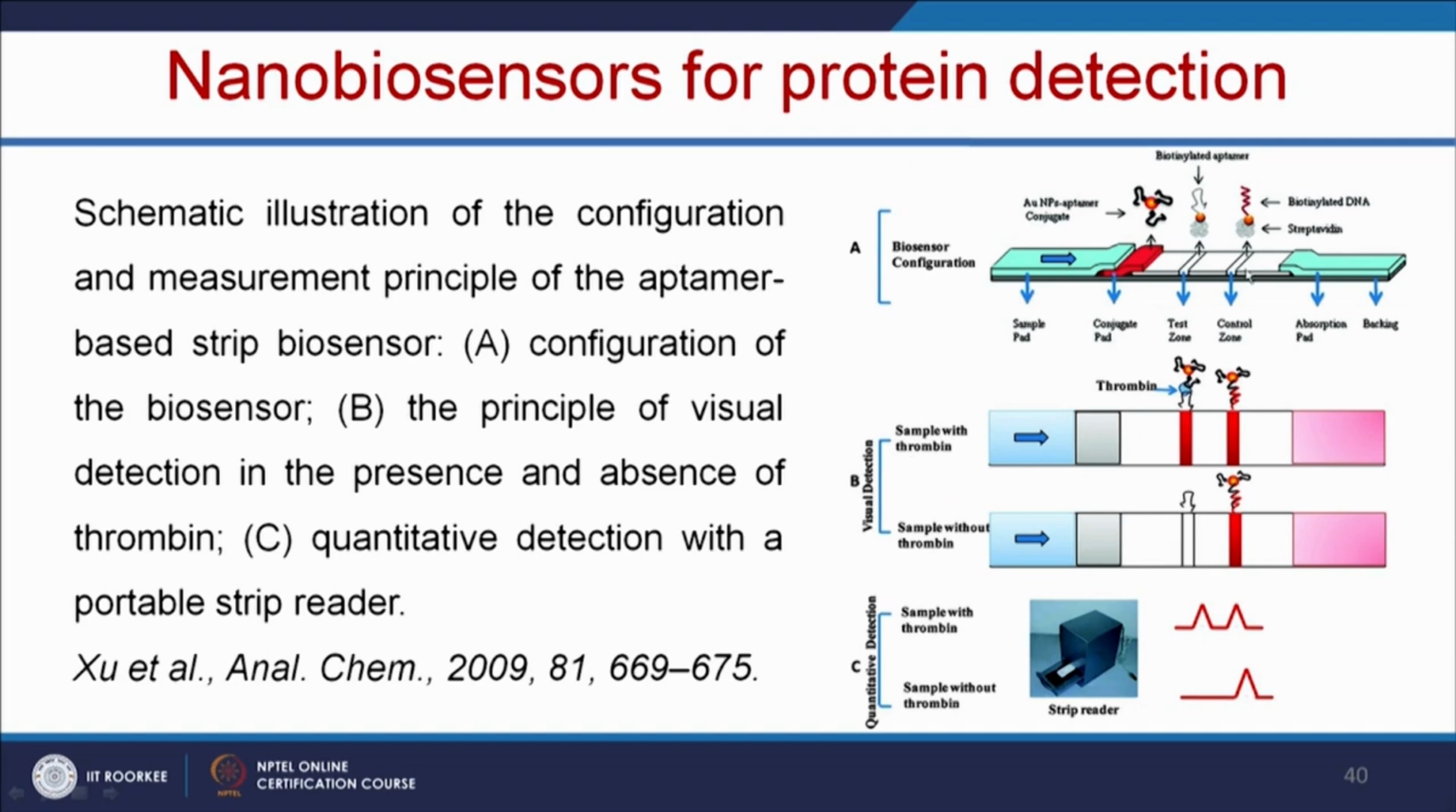Okay. So, this is similar to your pregnancy test kit, a lateral flow assay. You can see here the sample pad and conjugate pad. And here, instead of an antibody, we will be using an aptamer. The aptamers are oligonucleotides or oligopeptides which are specific for a particular protein. So, you can see here when you add the sample with thrombin, you are getting 2 lines, in the test zone as well as the control zone. And for the sample without thrombin, there is no line in the test zone. So, using this strip reader, we can easily quantitate the amount of thrombin present in the particular sample.